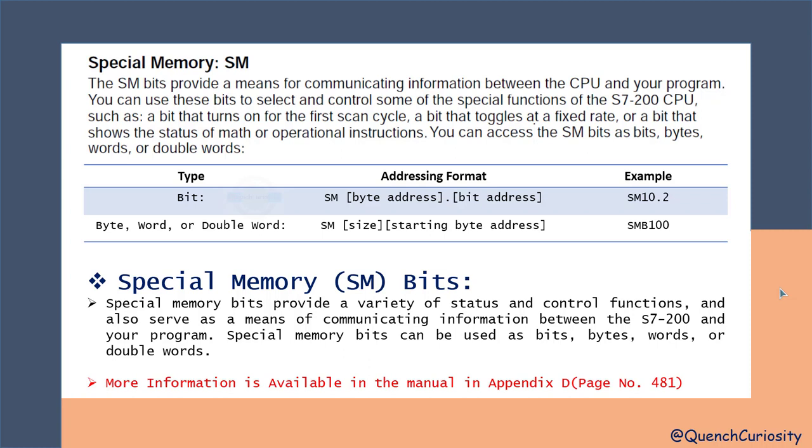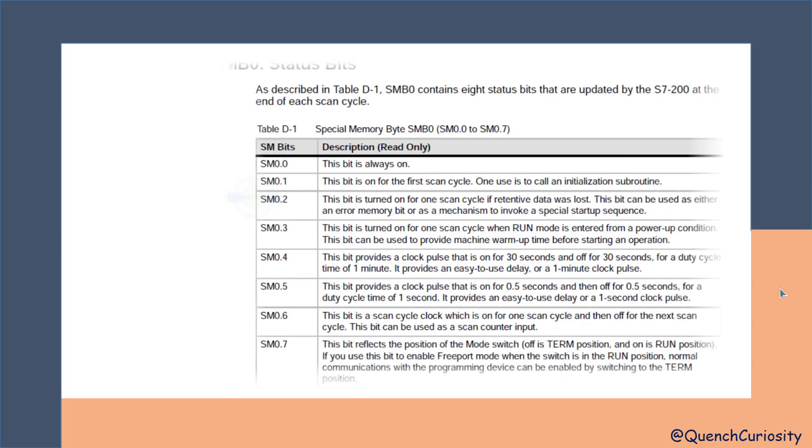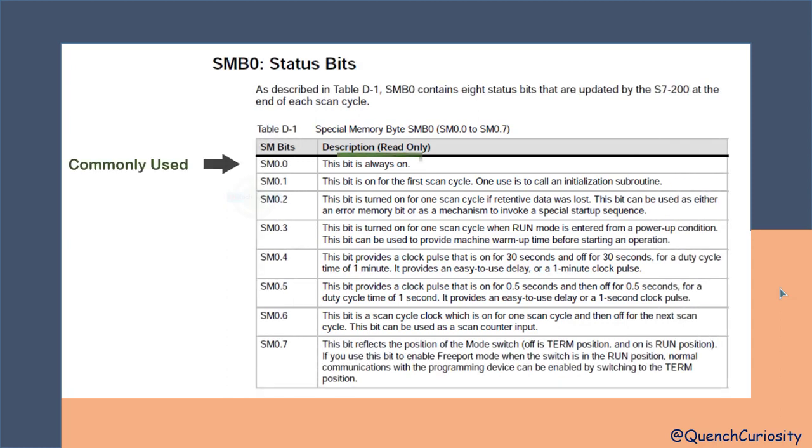Now, to get more idea about special memory registers or special memory bits, I advise you to read the manual, Appendix D, which is page number 481. The page number may change, however, it is available in Appendix D. For our training purpose, we will be using SM0.0, as this bit is always on, and this is commonly used. Why we will be using SM0.0? Again, I'll show you when we will be playing around with the PLC program.